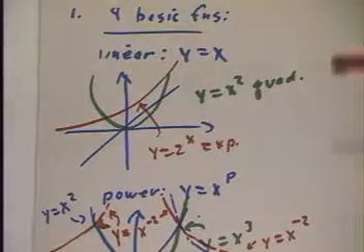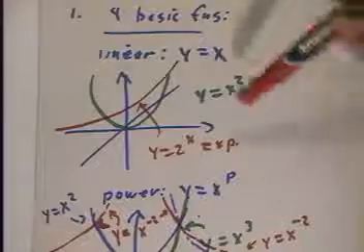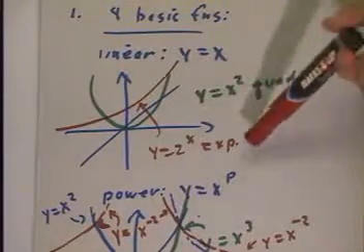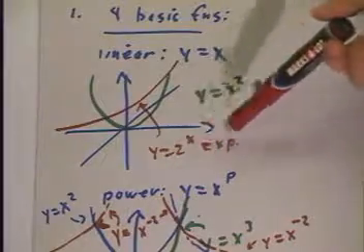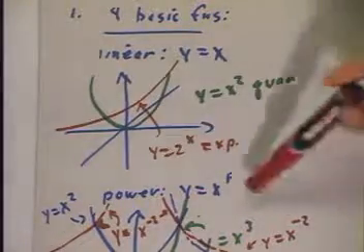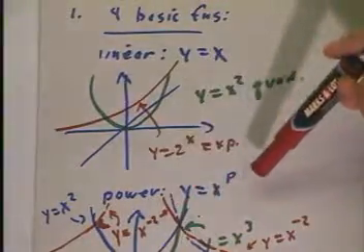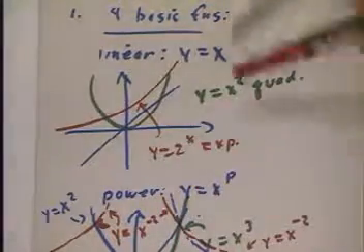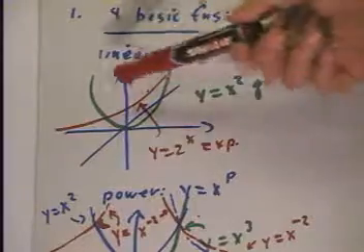Looking at the four basic functions, the graphs of the four basic functions, we begin with the linear function y equals x, quadratic y equals x squared, and the y equals 2 to the x basic exponential function. The power function y equals x to the p really is itself a family of functions. We're going to have to do that one separately. But we graph the four basic linear functions here.